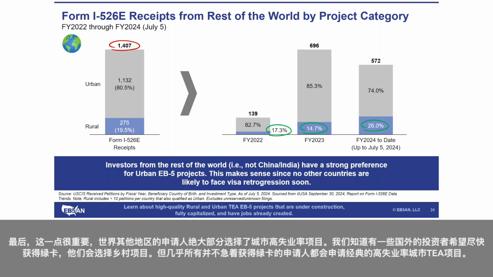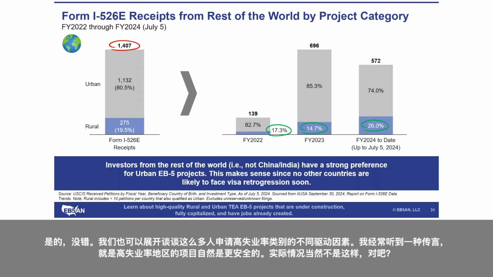And lastly, and this is important, the rest of the world just overwhelmingly is choosing the urban high unemployment deals. We know there are some international investors that want that green card as quickly as possible, and they're choosing the rural, but nearly everybody else that isn't in a rush seems to be going towards the typical high unemployment urban TEA deal.